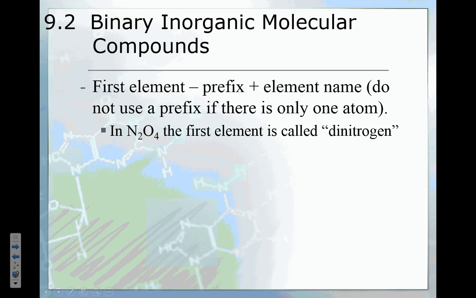So if we had N2O4, the first element would be called dinitrogen. Two nitrogens, dinitrogen. In CO2, we just call it carbon. Remember, it's technically monocarbon, but we don't say the mono on the first one.